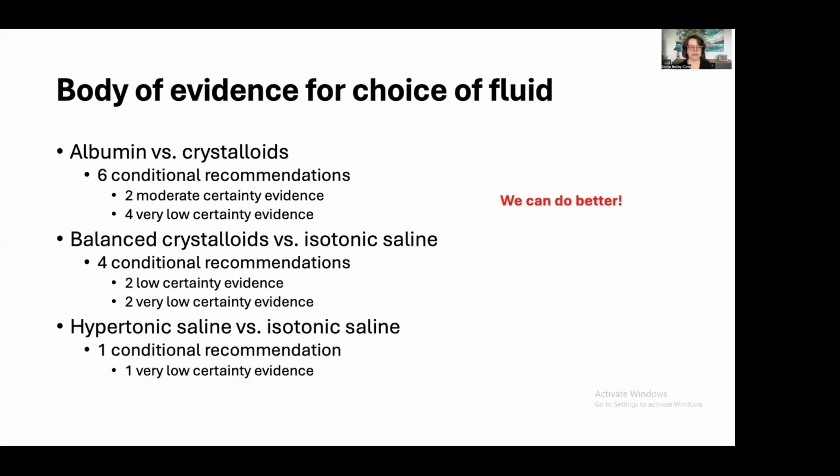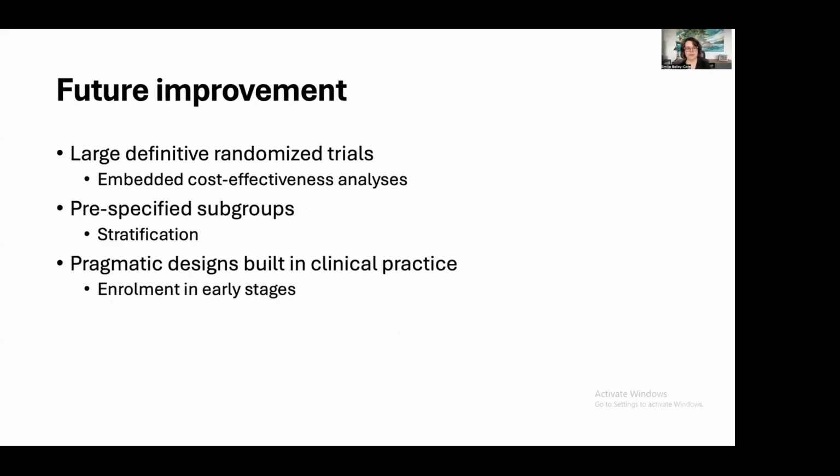So coming back to the body of evidence for the choice of fluid in the ICU, again, look at this certainty of evidence. Moderate, very low, low, very low, very low. So really we can do better. And how can we do better? So in terms of future improvement, I think we can generate large, definitive randomized controlled trials with embedded cost effectiveness analyses. It would be helpful in future trials to pre-specify subgroups of interest and even consider stratifying for these characteristics so that we maintain the benefit of randomization when looking at these subgroups.